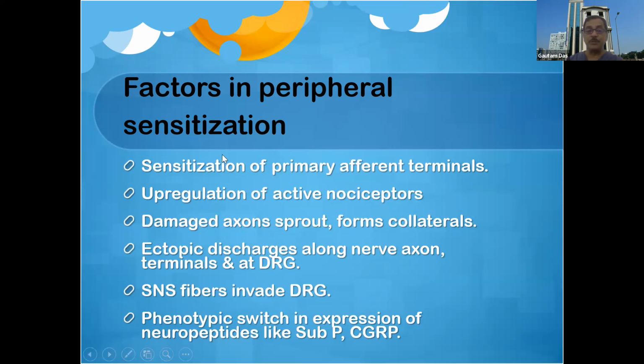Then this next one is very important. I'll take a little time to explain it, so listen carefully, because many times in subsequent lectures I will be using this term. This is also called deafferentation pain. So what is deafferentation pain? It is basically when the peripheral nerve is damaged, and many times this can increase the pain.